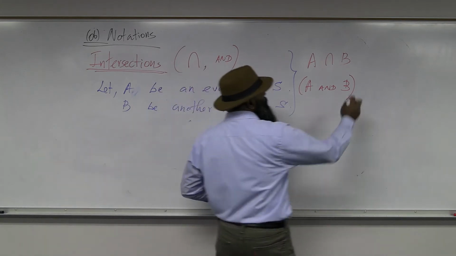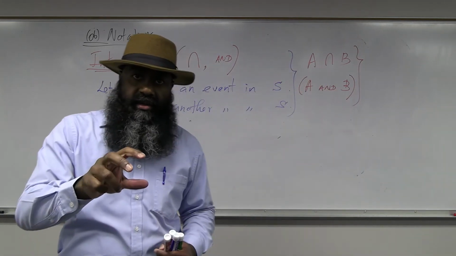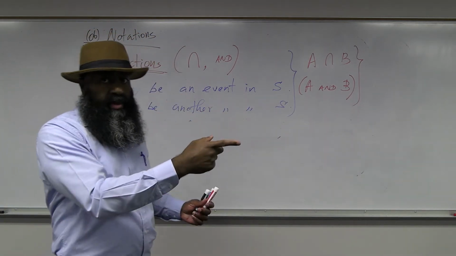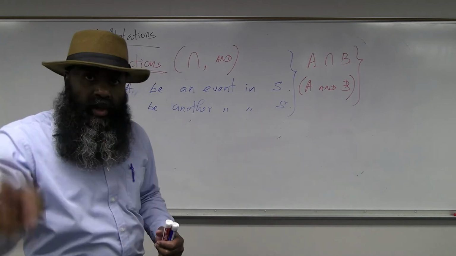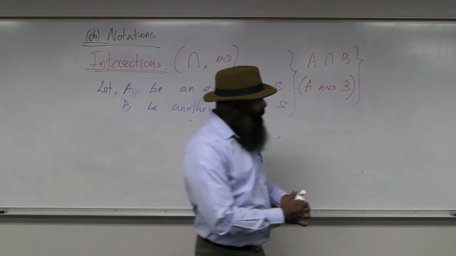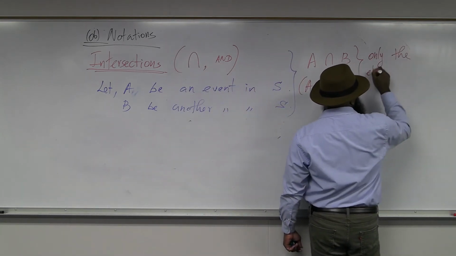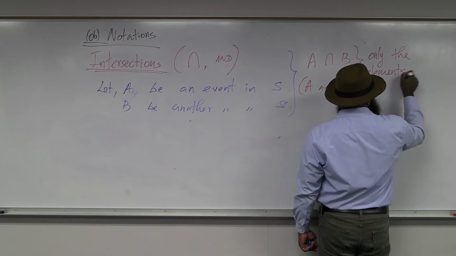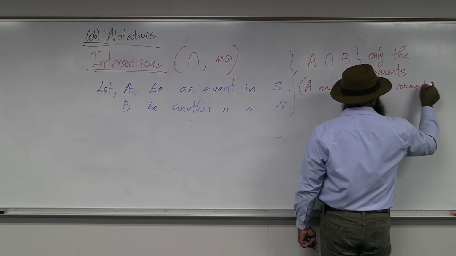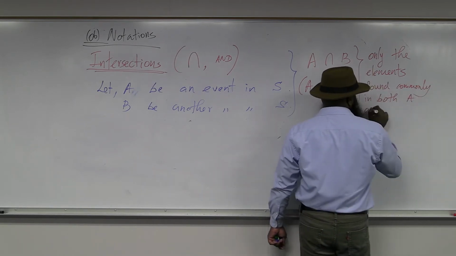This means only the elements commonly found in both A and B, not in one of them. Okay? Any elements found in both A and B will be included in the set A intersection B. Only the elements found commonly in both A and B.